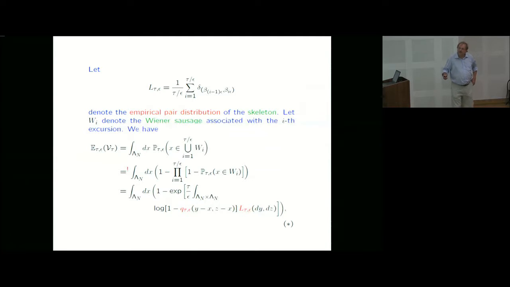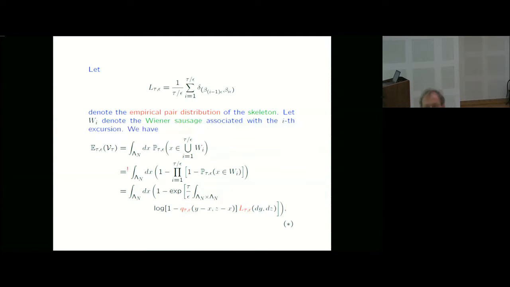Now, what I'm going to do is introduce the empirical pair distribution associated with the skeleton. So I'm going to write down an empirical measure. What is written here is a probability measure, and I do this by just looking at the successive pairs of the endpoints of the excursion.